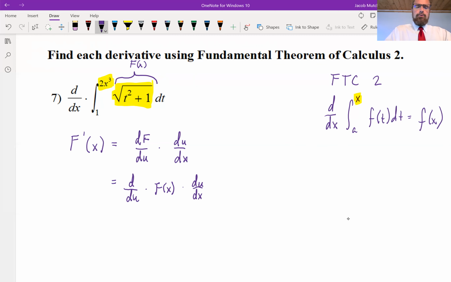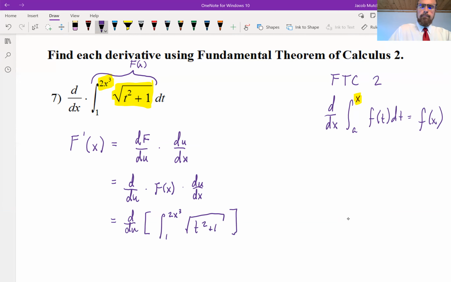Now I can make a substitution. We identified f of x as my integrand. So this is going to be d/du of the square root. In fact, I should have included that integration, I see. So back to the original. Okay, so let's get all the components here. So I'm going to call this the integration from 1 to 2x cubed of the square root of t squared plus 1 dt, times du/dx.